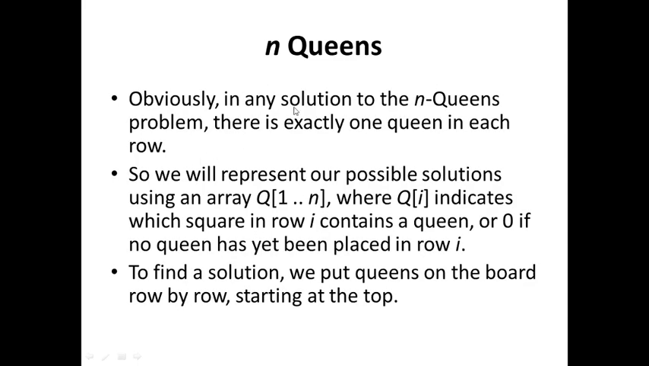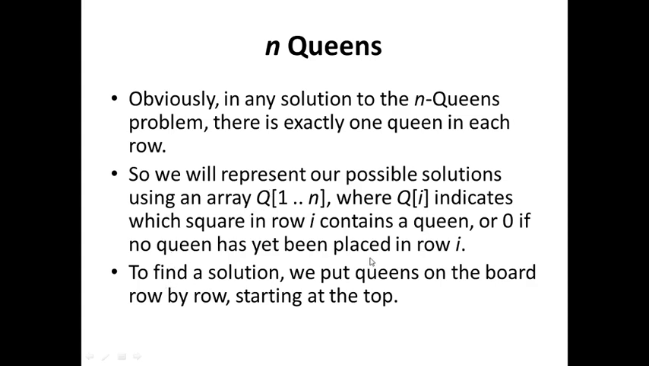Obviously, in any solution to the n-queens problem, there is exactly one queen in each row. One queen can be placed in each row, and if we assume that q1 to qn is a possible solution, then qi will indicate which square in row i contains a particular queen. If we take the first row and I have placed that queen in the third column, then the first entry will be 3. Like that we will have a solution vector, and there are many solutions.